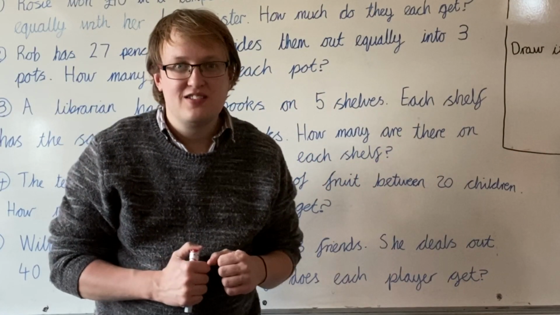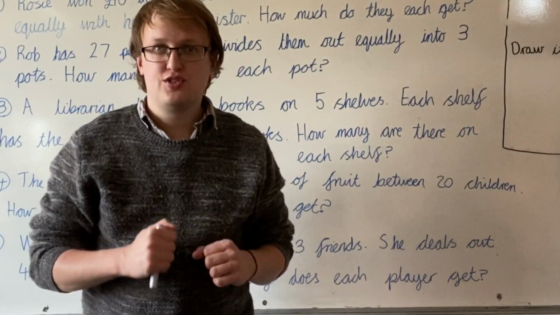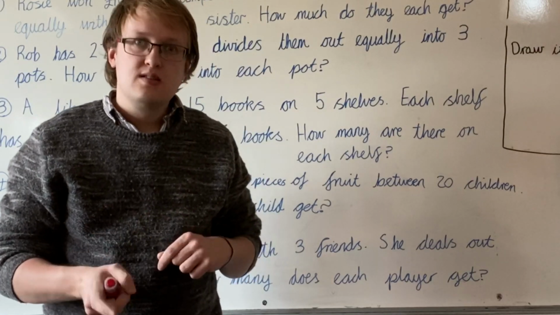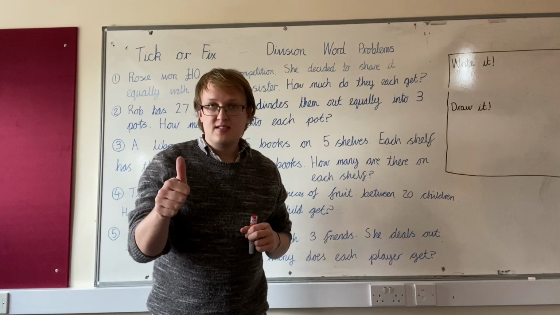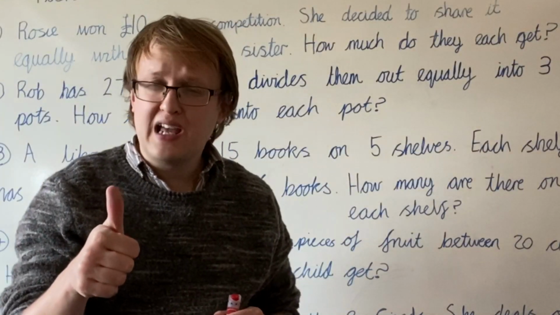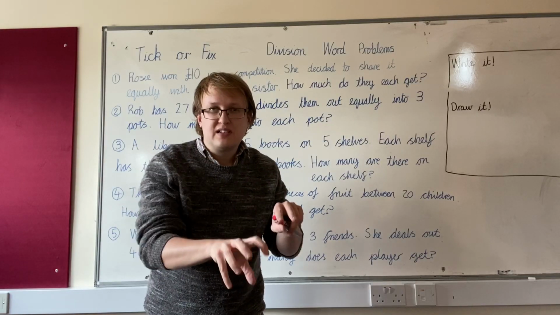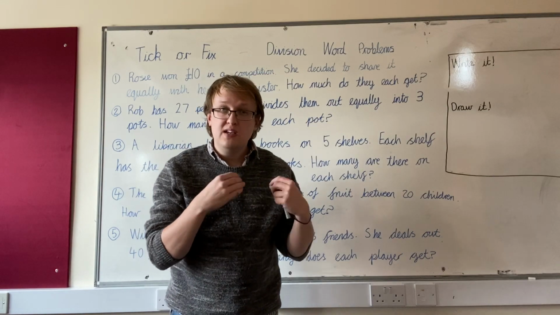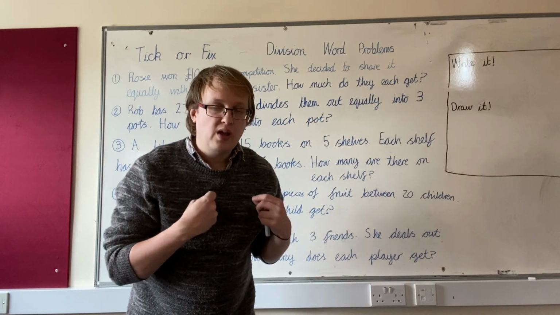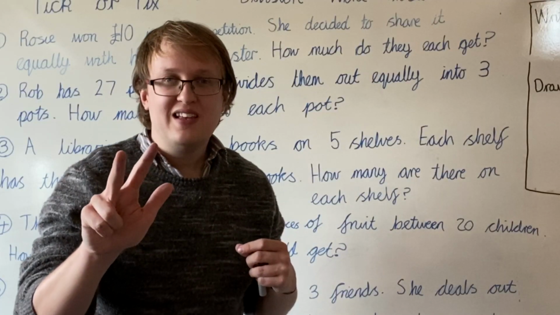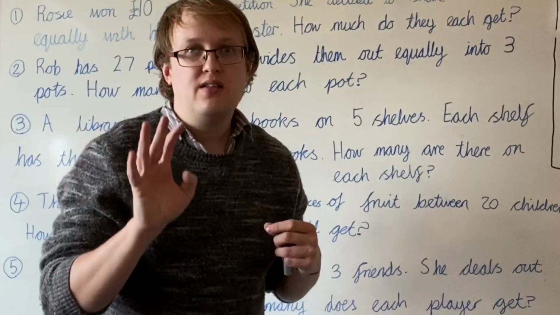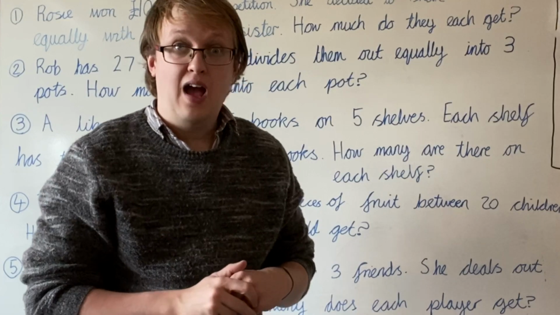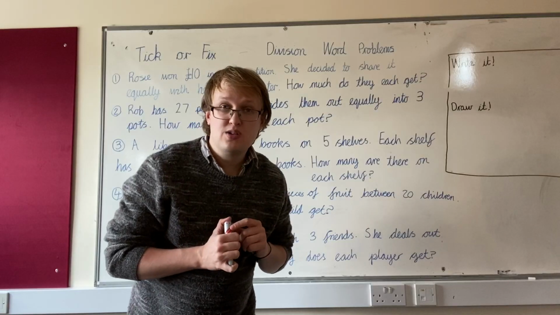Right, time to get started. And we're going to use the same strategy that we used for the multiplication word problems. So 5 steps. The first step is to read the question really carefully. The second step is to extract the information that we need from that word problem so we know what we have to do. The third step is to write down the number sentence. The fourth step is to draw it. And the fifth step is to check our answer. Let's start with question 1 then.